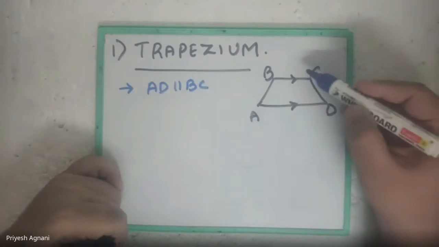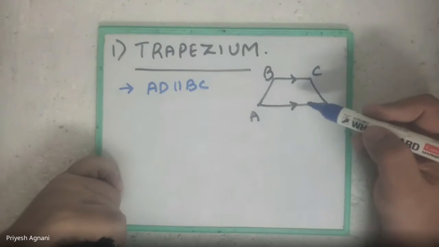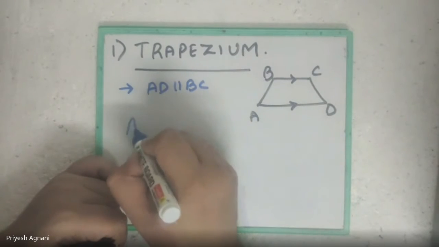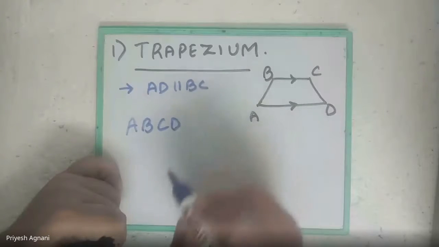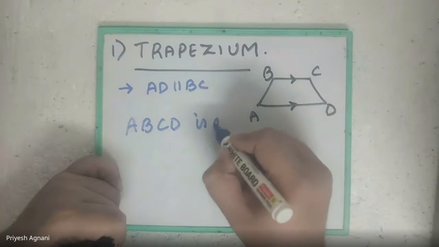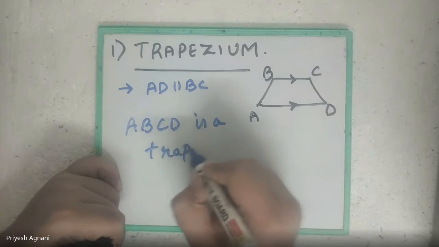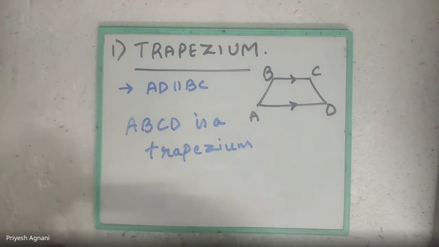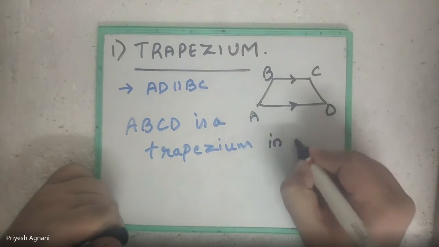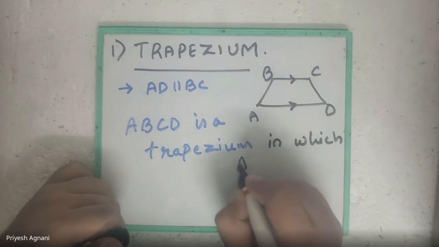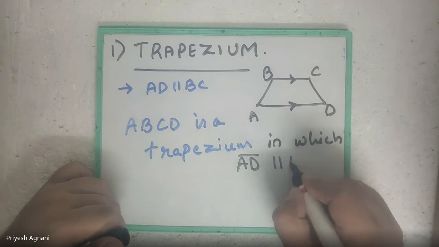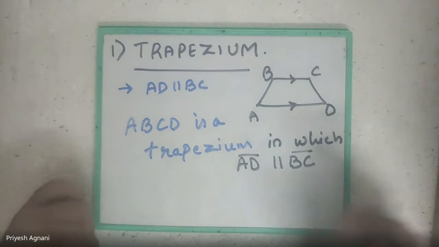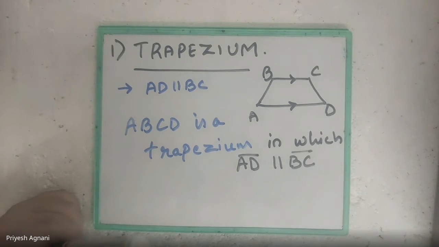Now, a quadrilateral in which one and only one pair of opposite sides is parallel is known as a trapezium. The definition is given, so we can say that ABCD is a trapezium, in which AD is parallel to BC. Okay? Please write it down. This is the topic of the trapezium.